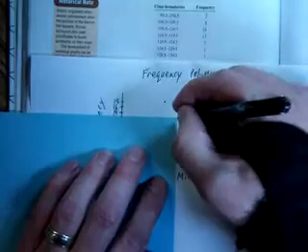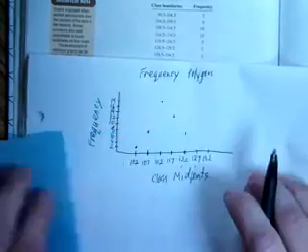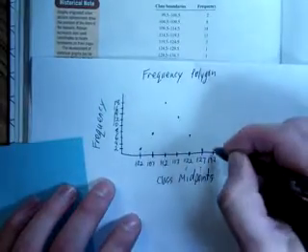I can't count. I messed up. 1, 2, 3, 4, 5, 6, 7.